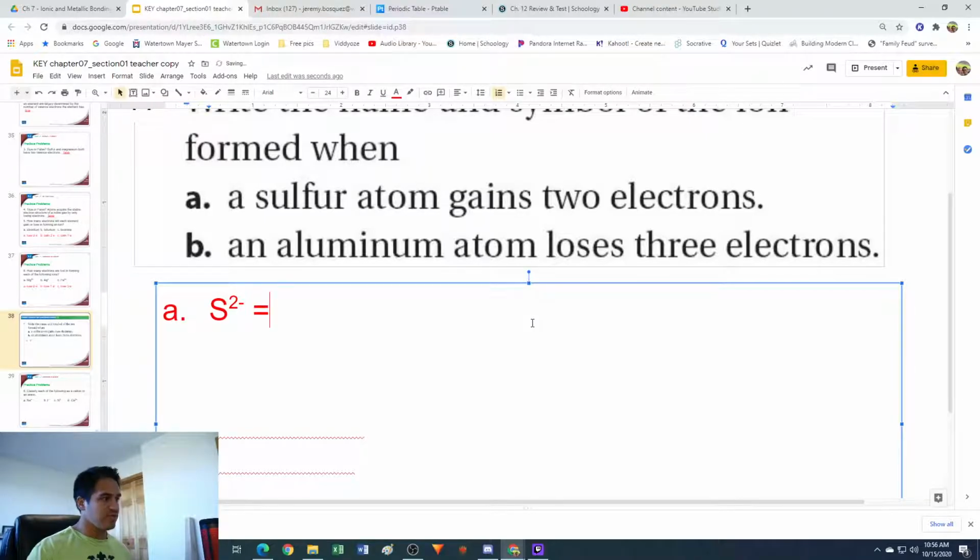As for what we would name this, since this is a negative ion or an anion, we don't want to name it a sulfur ion because negative ions need to have that "ide" ending. So rather than calling it a sulfur ion, we need to call it a sulfide ion. Okay, so this is going to be called a sulfide ion. There we go.